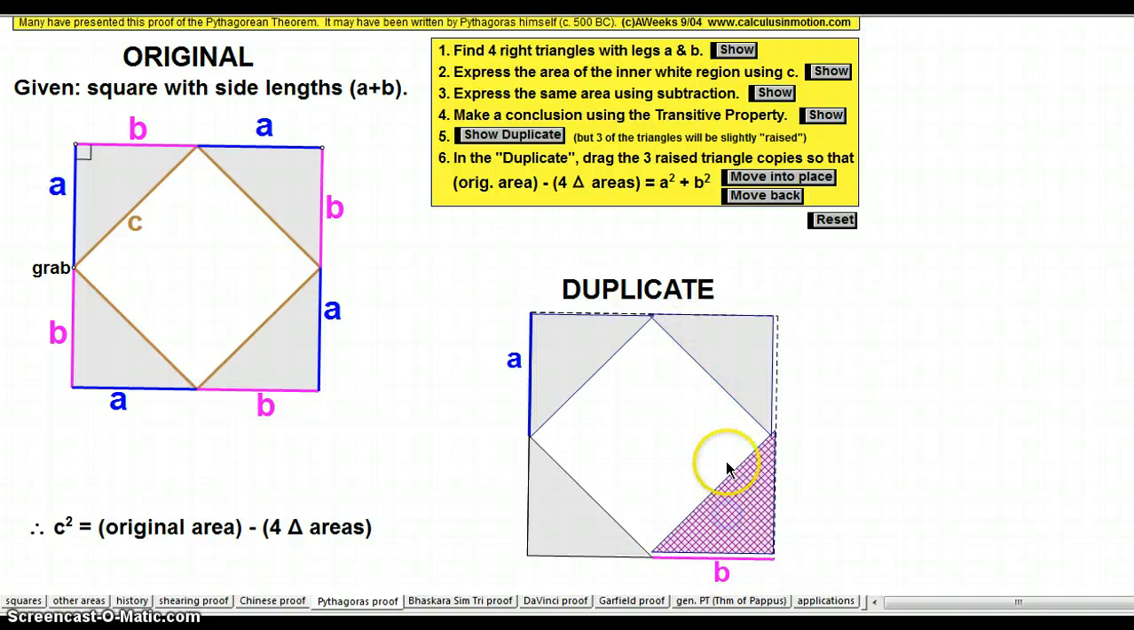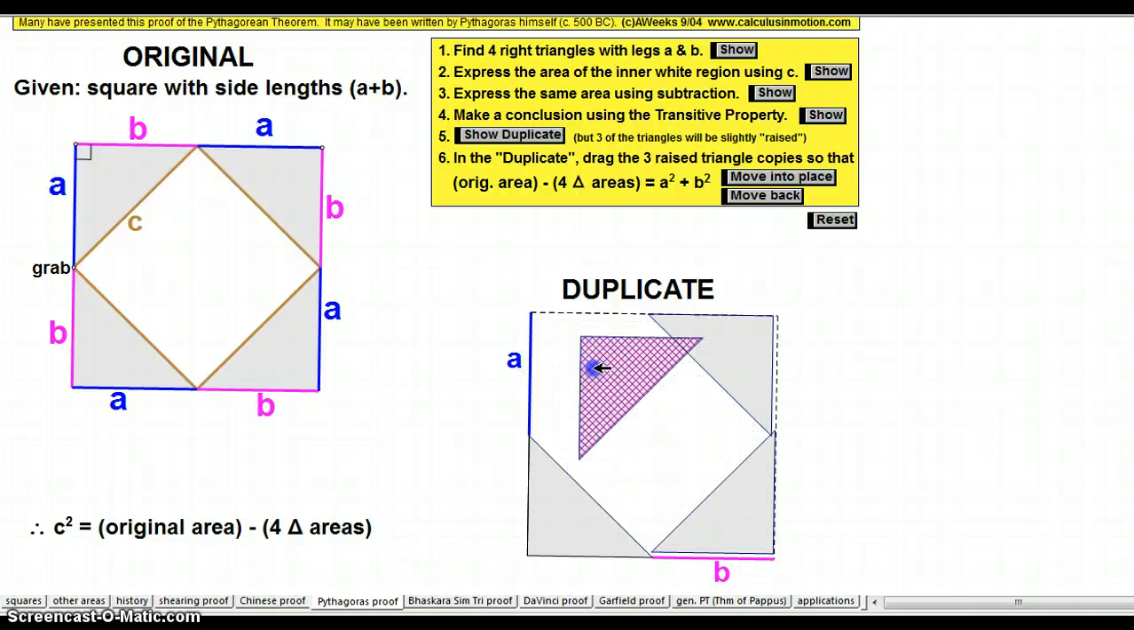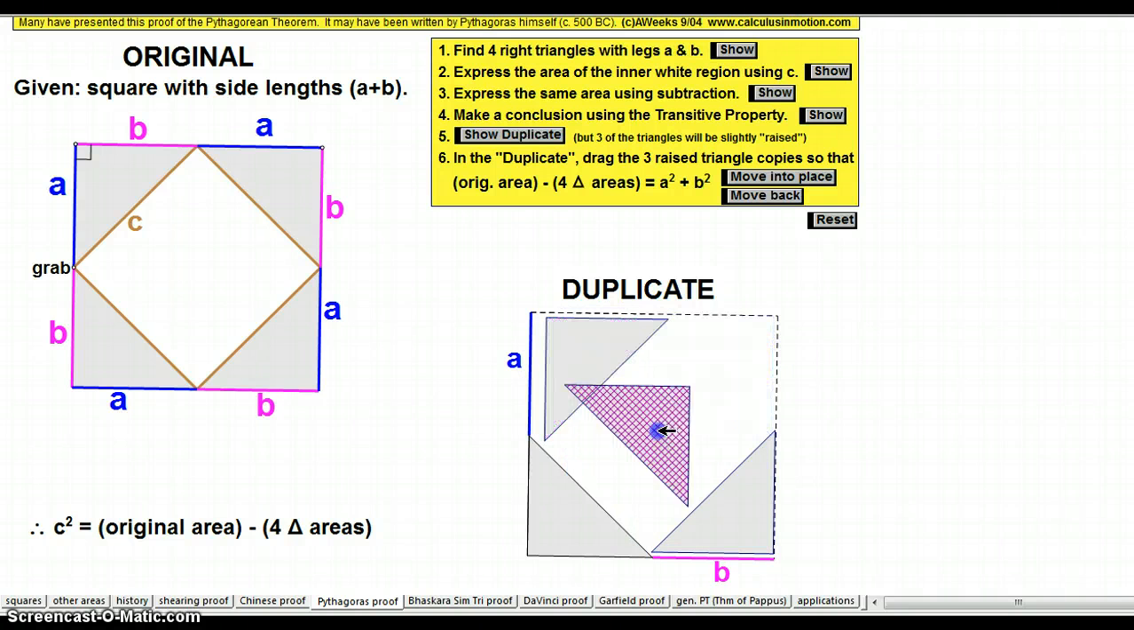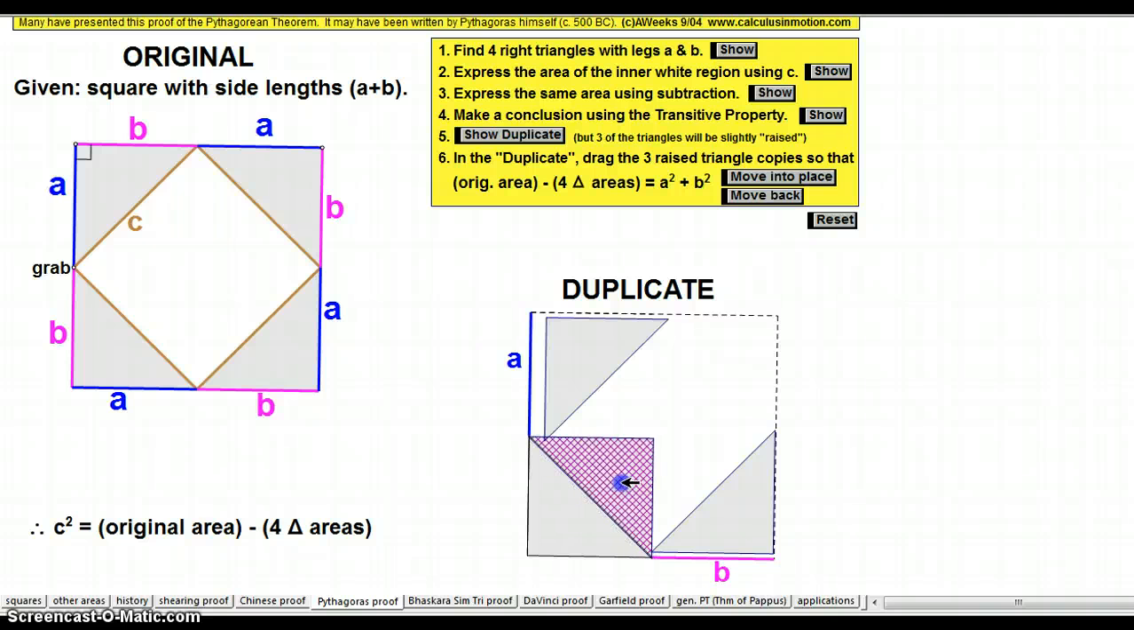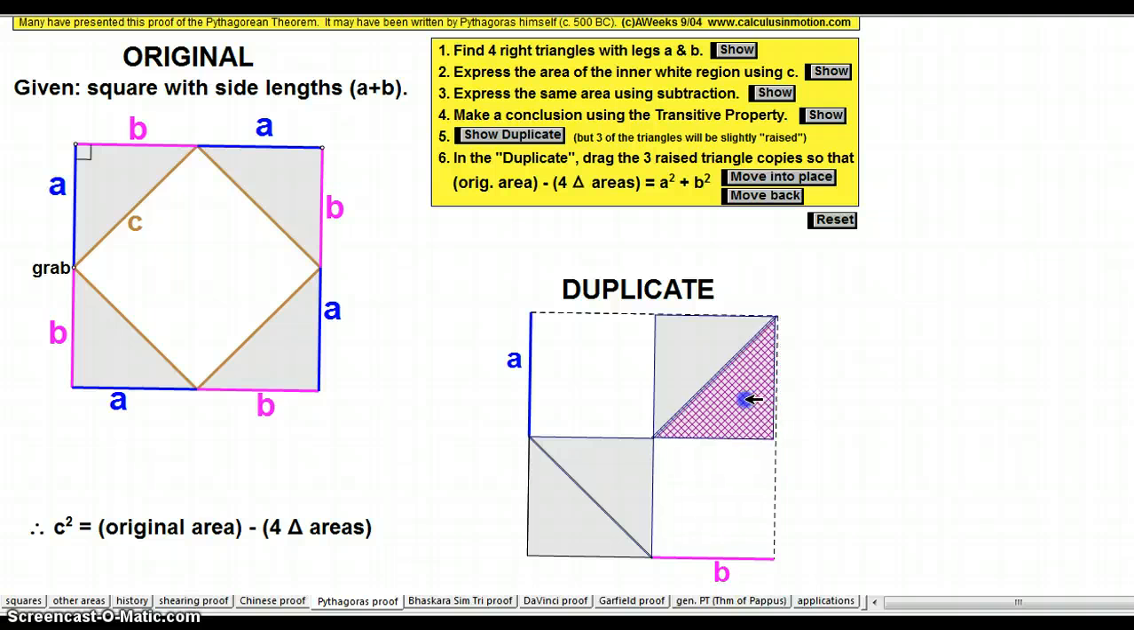Well, another way to look at it is if I move these triangles around a little bit so that these two wind up lining up with each other, and these two wind up lining up with each other. These are the same four triangles that I had over here in this original square. But by me moving them around a little bit, what do you guys notice about the area here and the area here?